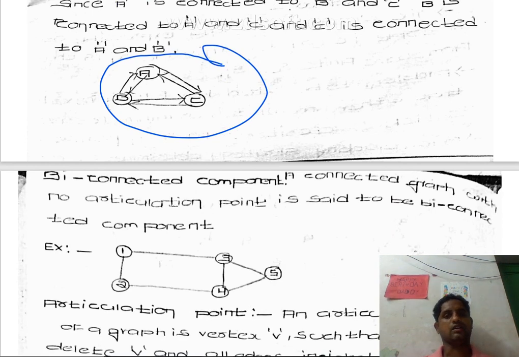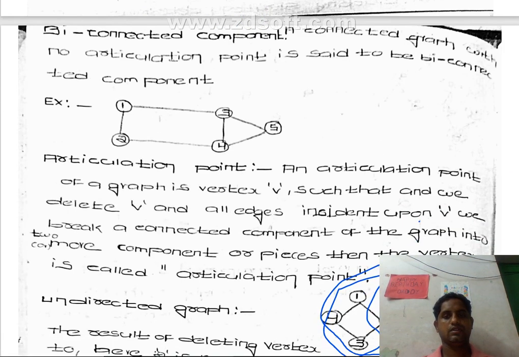Next, bi-connected component. A connected graph with no articulation point is said to be a bi-connected component. Okay. What is an articulation point?